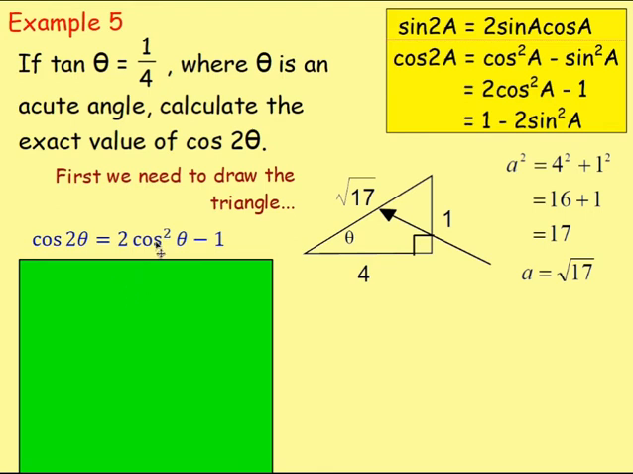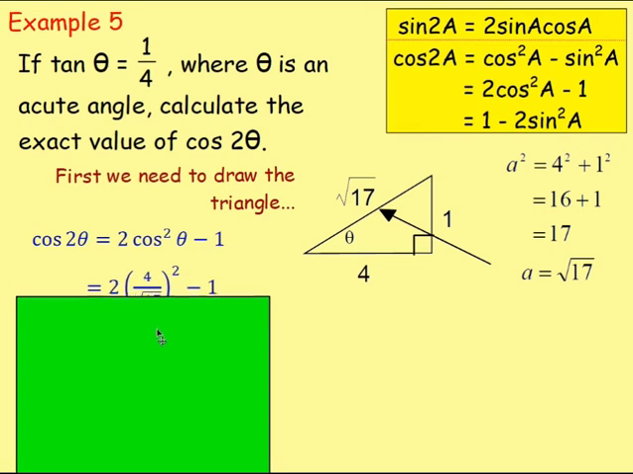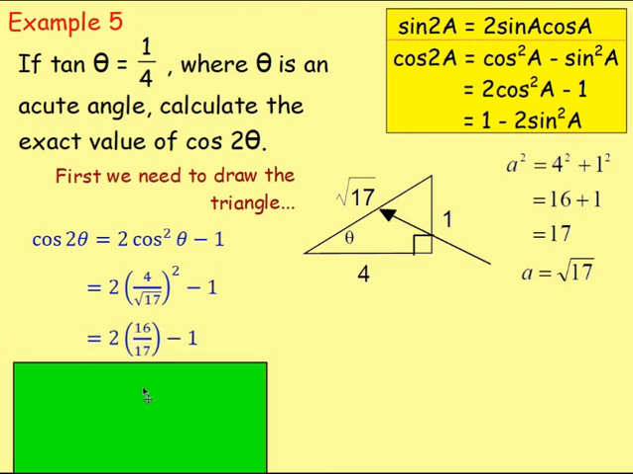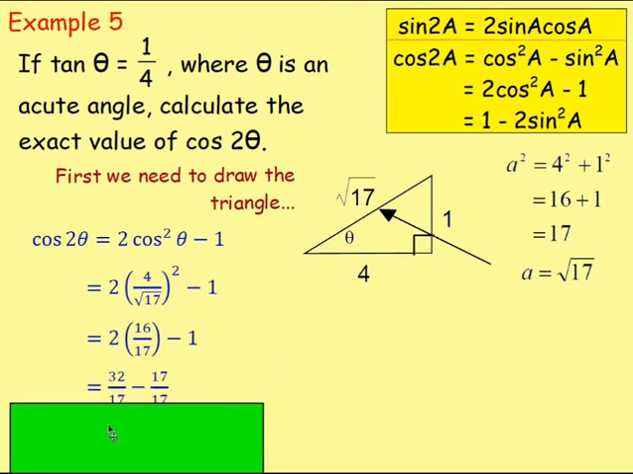From there then, you know that cos squared theta means cos theta squared. So cos is the adjacent over hypotenuse, so that'll be 4 over root 17. So you end up with 2 times 4 over root 17 squared, take away 1. If you square 4 over root 17, well, 4 squared is going to give you 16. Root 17 squared will just give you 17. So we'd end up with 2 times 16 over 17, take away 1, which means that will become 32 over 17.